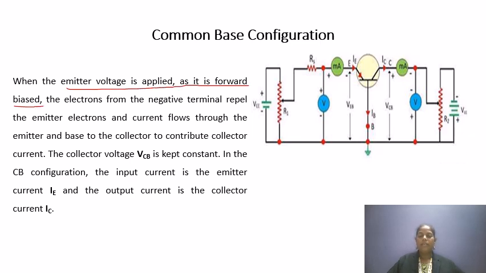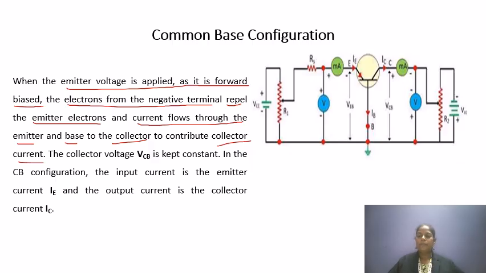Electrons from the terminal repel the emitter electrons, and the current flows through the emitter and base to the collector to contribute to the collector current. So this is positive, negative, and this voltage is in parallel to this one, also positive, negative. The current is flowing, so this is positive and this is negative.